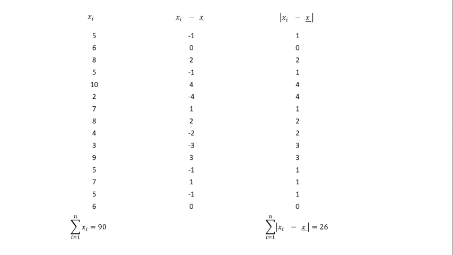You do all of that, and then you now sum all of them. The total xi is 90, and if you sum the whole of the absolute values of xi minus x bar, if you add all of them, we get 26.